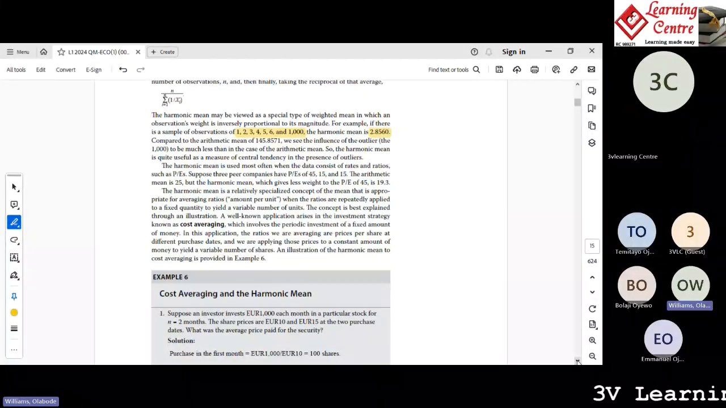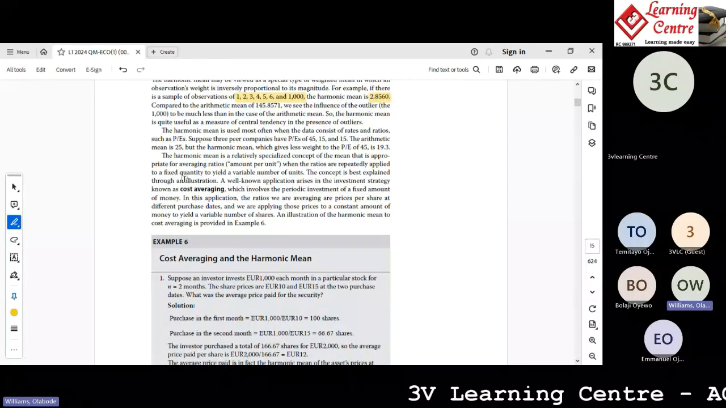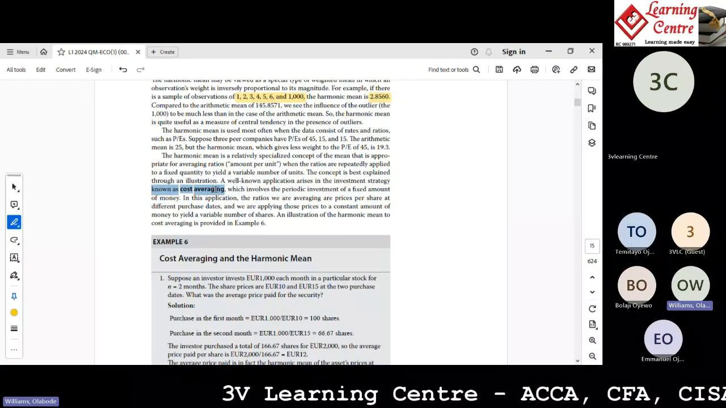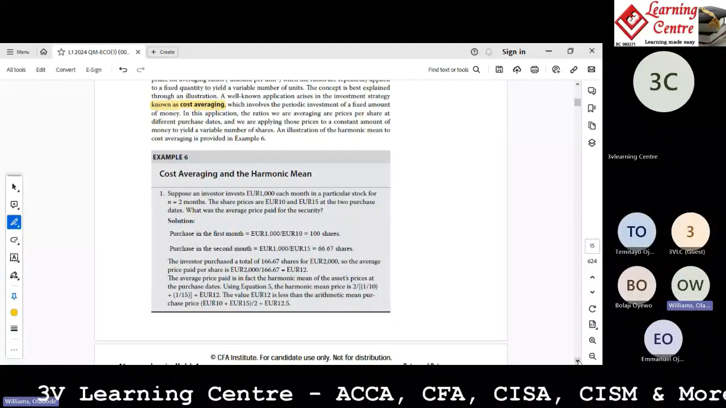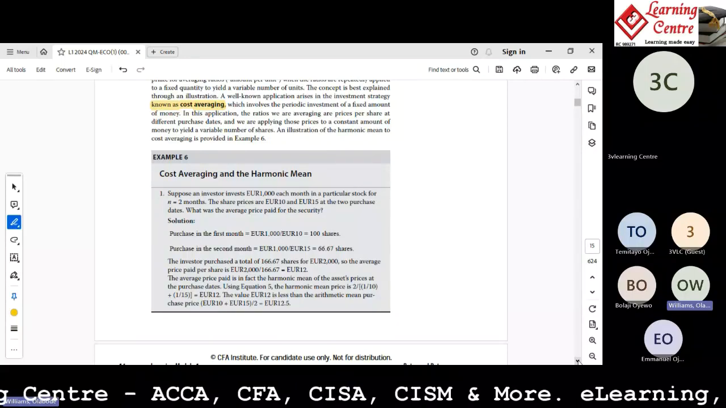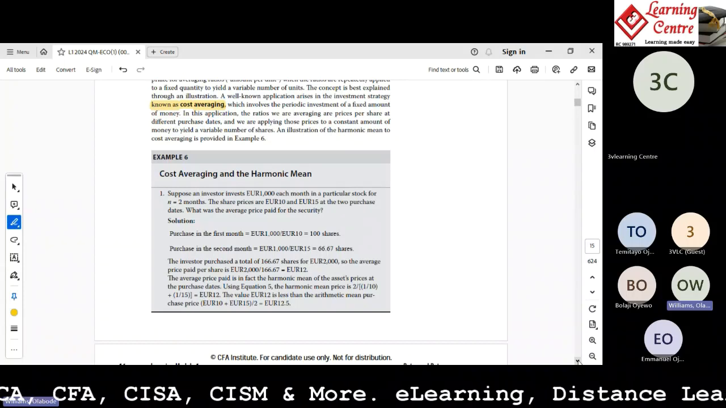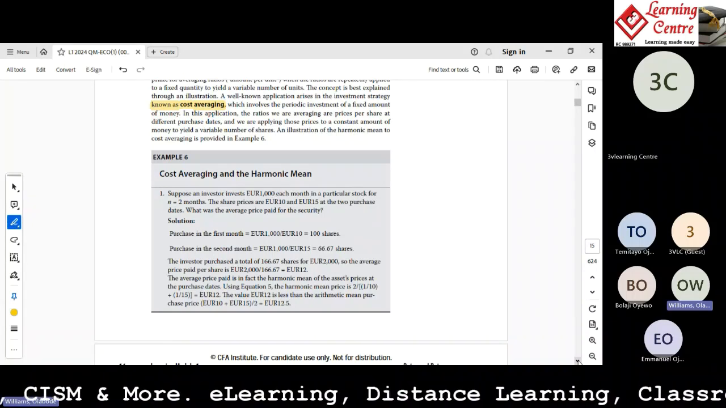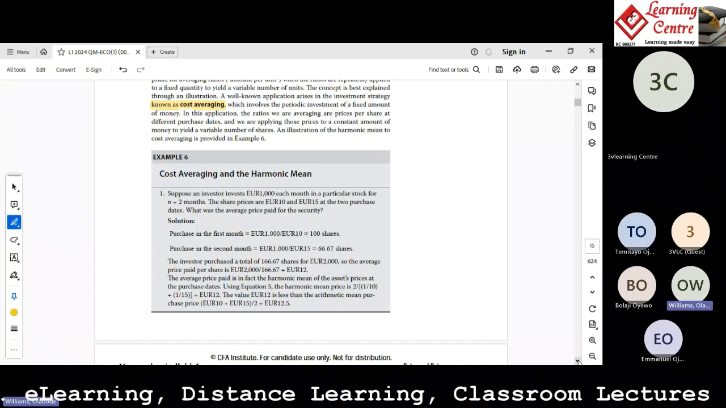Now let's look at how the harmonic mean is calculated. I mentioned earlier an investment strategy known as cost averaging, and we will see that in the next question. So let's look at question 6. Suppose that as an investor, you invest €1,000 each month in a particular stock for 2 months. So you invested €1,000 in month 1, €1,000 in month 2. The share prices are €10 in month 1 and then €15 in month 2, right?